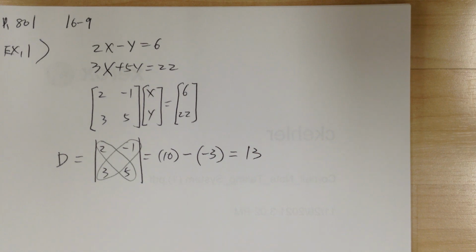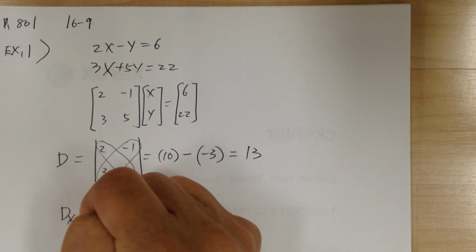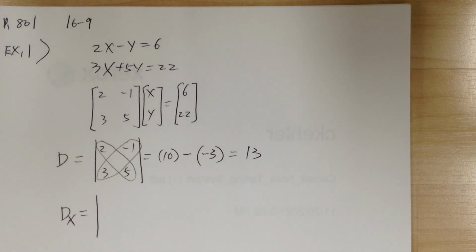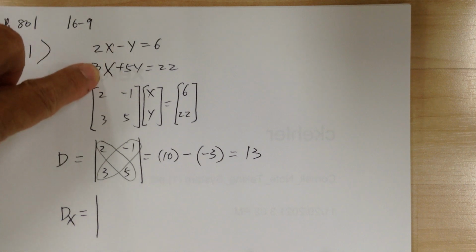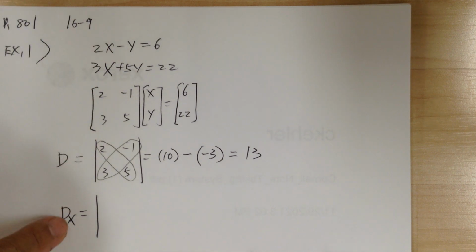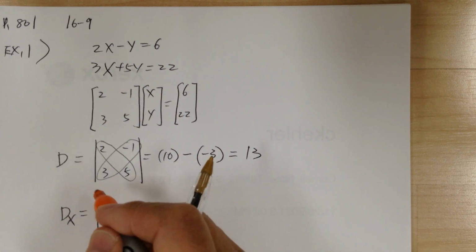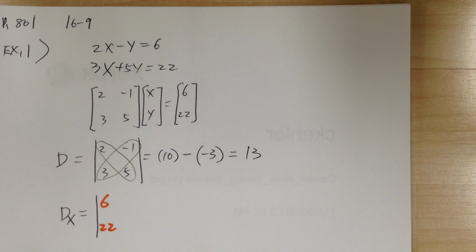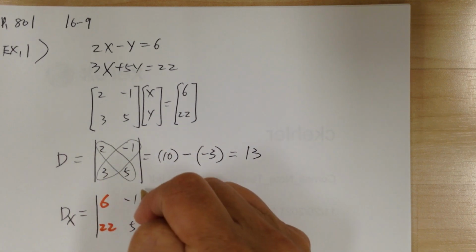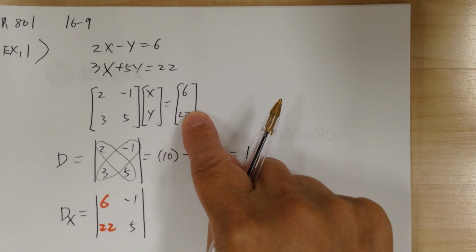The next thing you need to do is find something called Dx. For Dx, you're going to replace the first column. See the x? This is your x column. So when you're looking for Dx, you have to replace this by that. So this becomes [6, -1; 22, 5]. So for Dx, you replace the x column by the answer matrix.